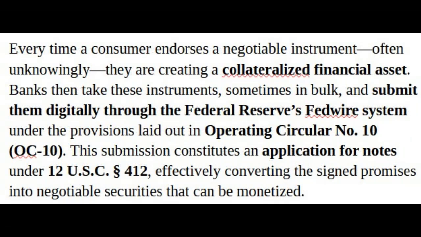Every time a consumer endorses a negotiable instrument, often unknowingly, they are creating a collateralized financial asset. Banks then take these instruments, sometimes in bulk, and submit them digitally through the Federal Reserve's FedWire system under the provisions laid out in Operating Circular No. 10, OC10. This submission constitutes an application for notes under 12 U.S.C. Section 412, effectively converting the signed promises into negotiable securities that can be monetized.